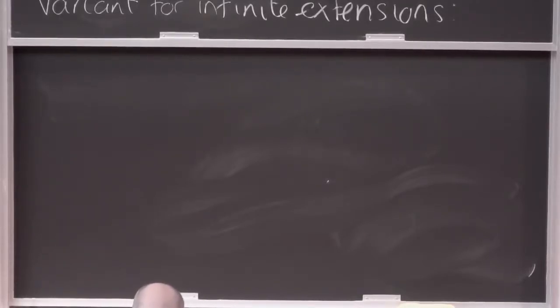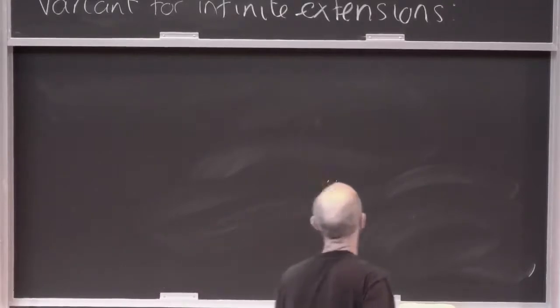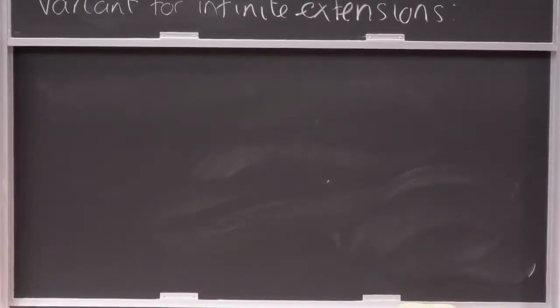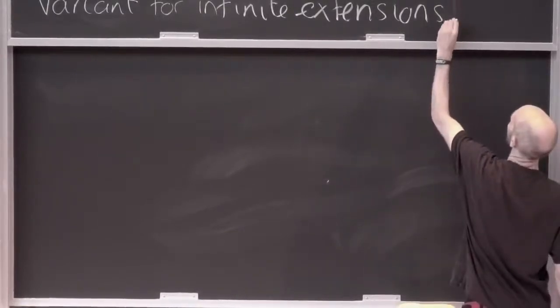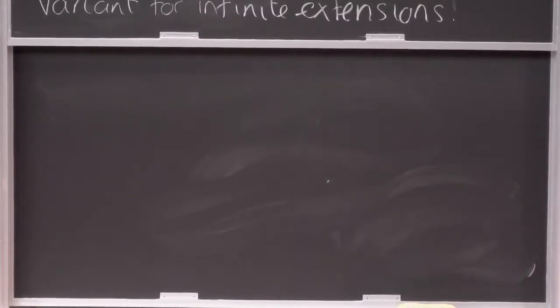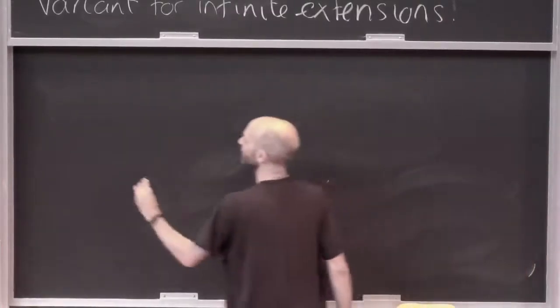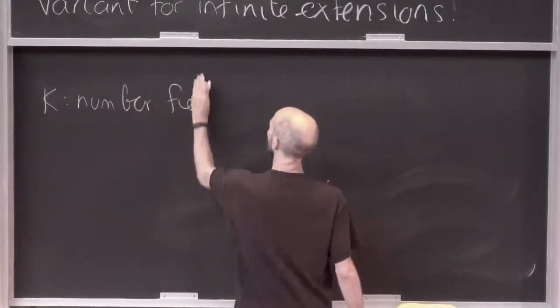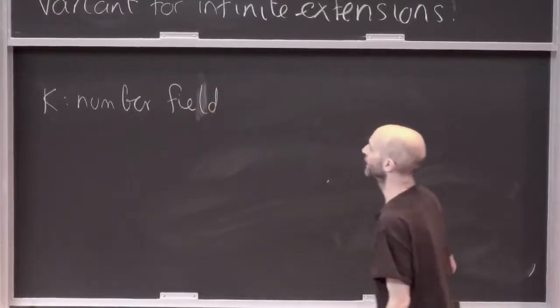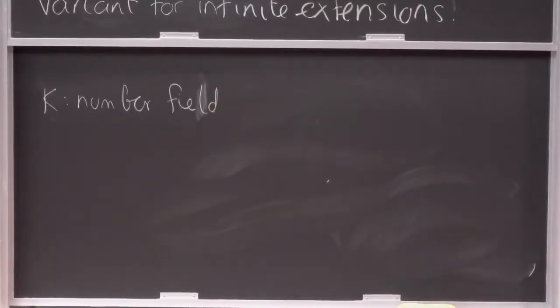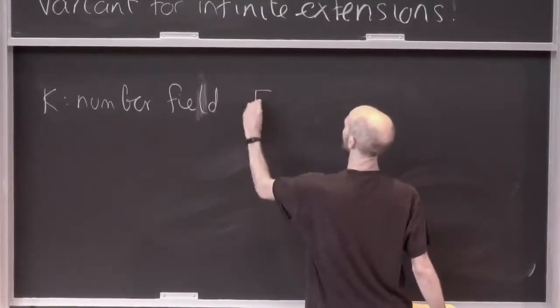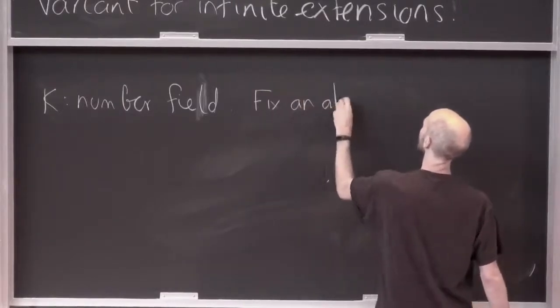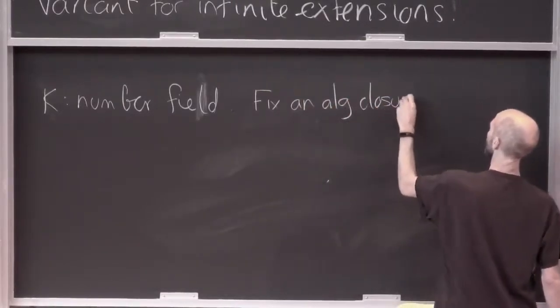So it turns out that the only infinite extensions that I'll have to work with still have the property that they're unramified outside a finite set of primes. So I'll just set that. I think this is worth setting up while we're here. Here's a variant for infinite extensions. Let's have K a number field. Now, just for simplicity, like when you do fundamental groups, it's easy to choose a point. Let's do the analogous thing. Let's just fix an algebraic closure, K-bar of K.